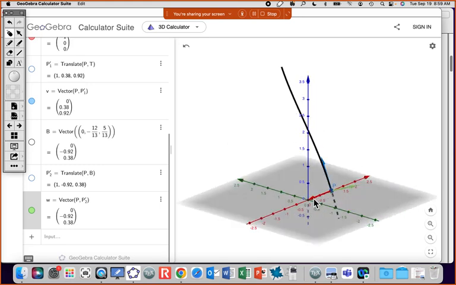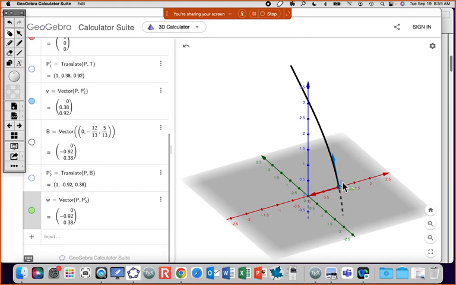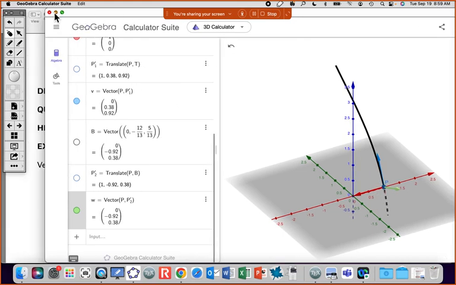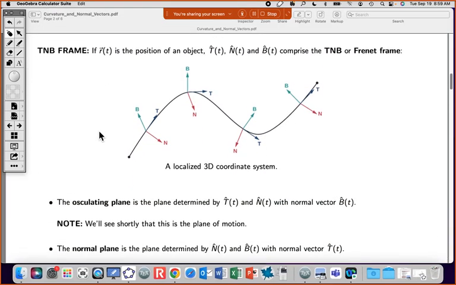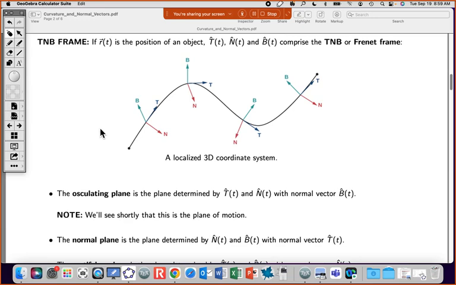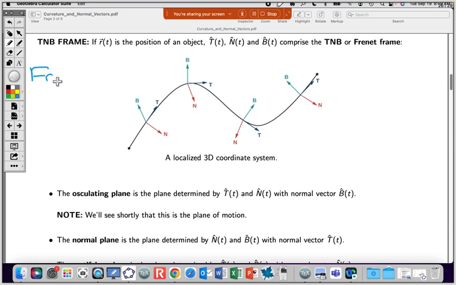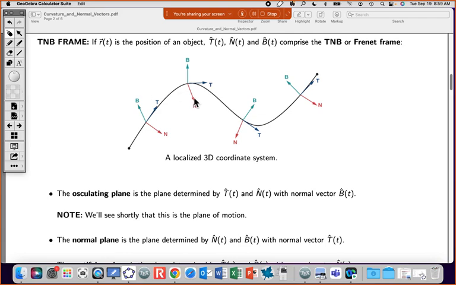Now, if you look, any two of these vectors make a plane, right? Just like i, j, and k, any two of them determine a plane. And so that's what we'll talk about to close out the day, the TNB frame. Sometimes this is called the Frenet frame. There's more on that later.